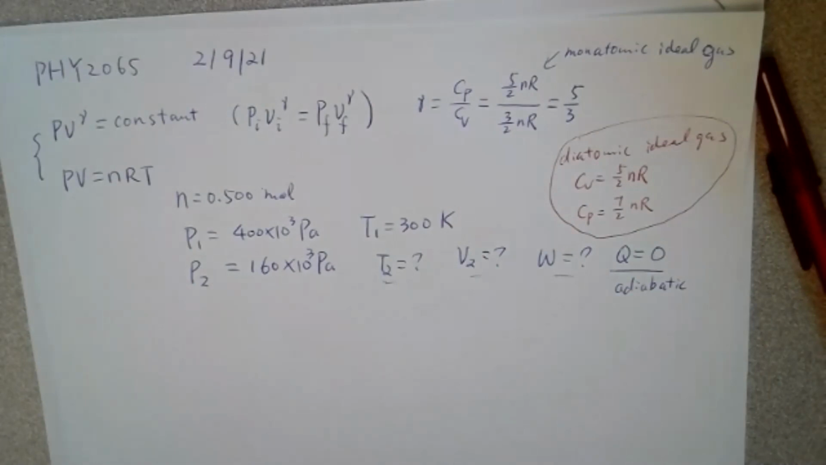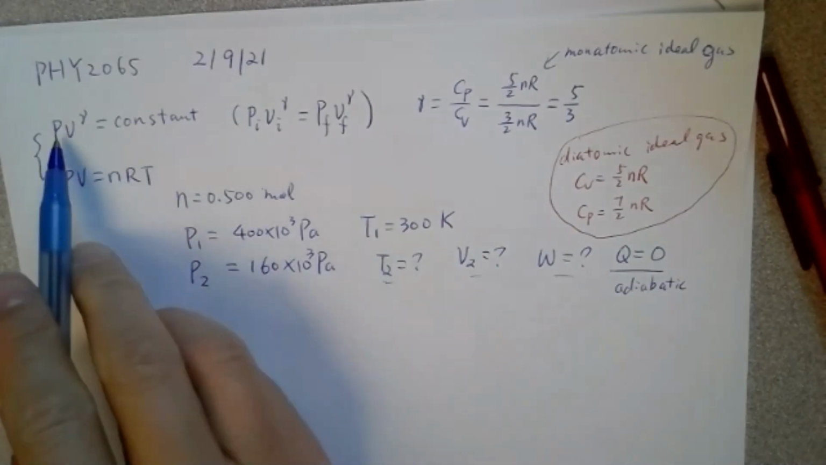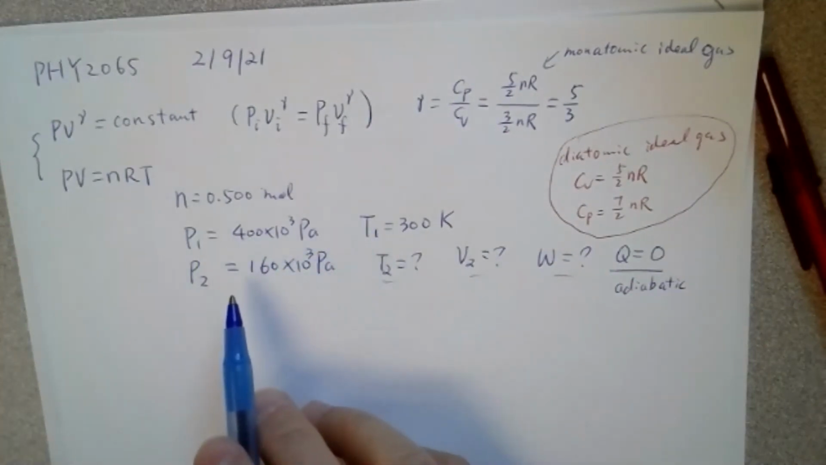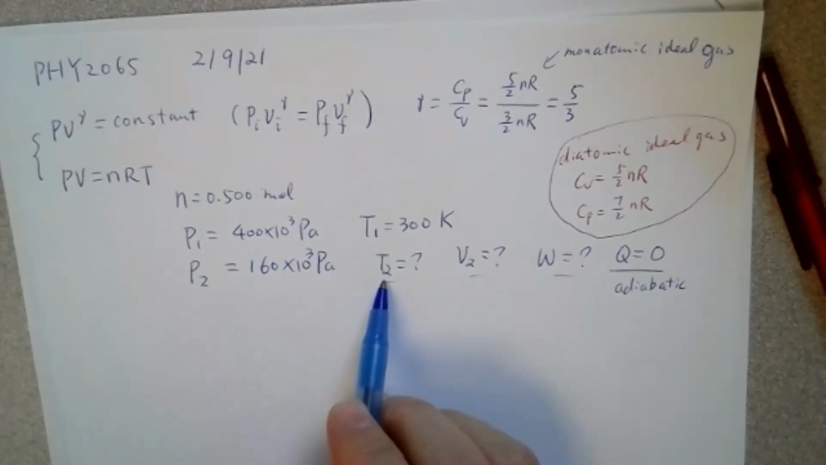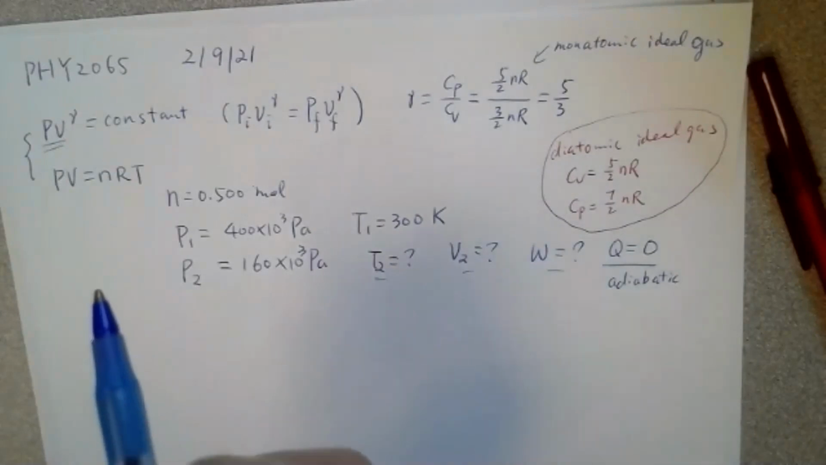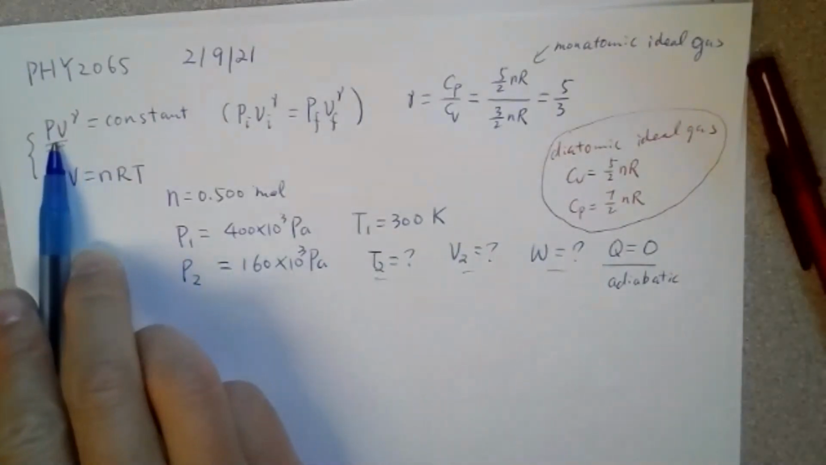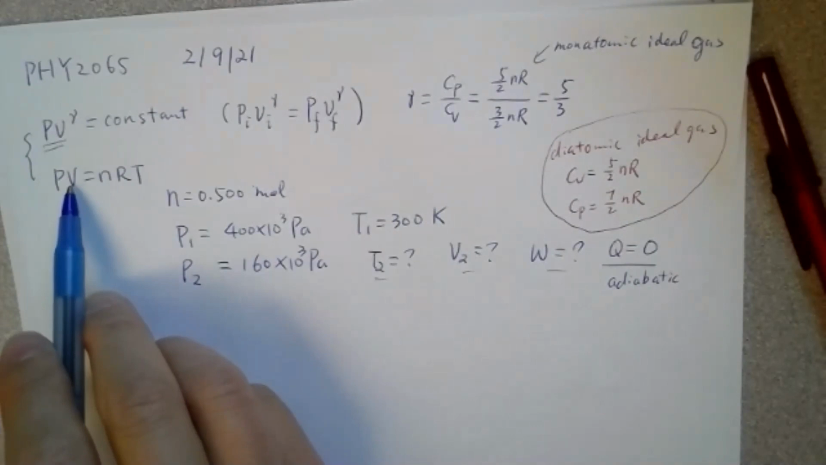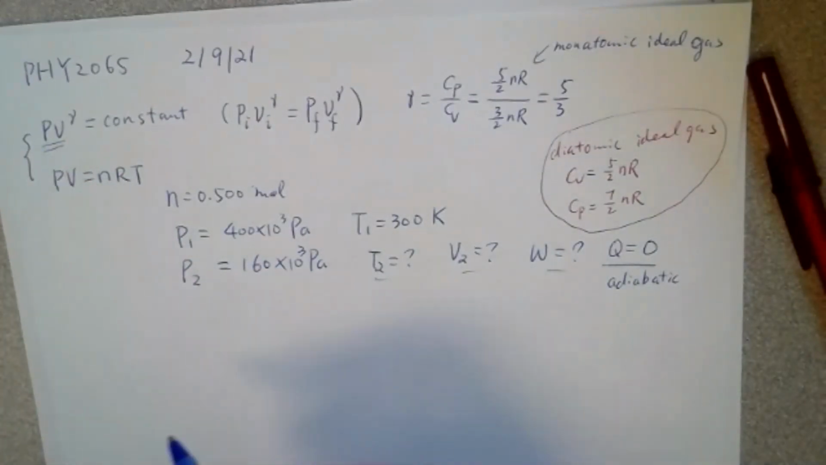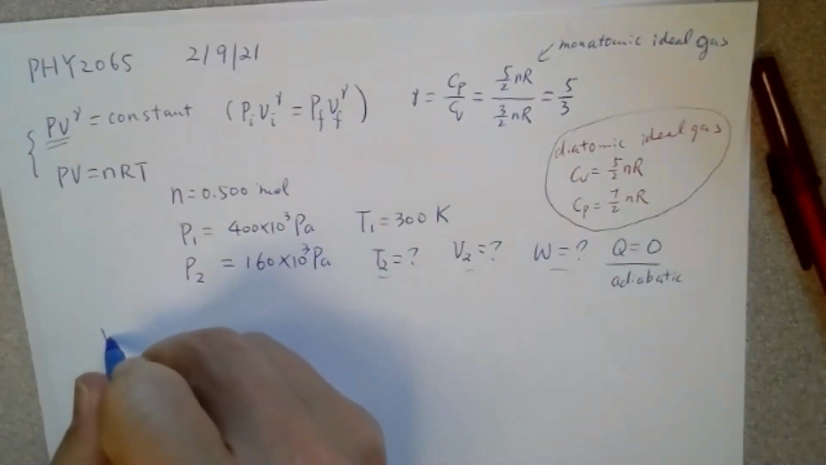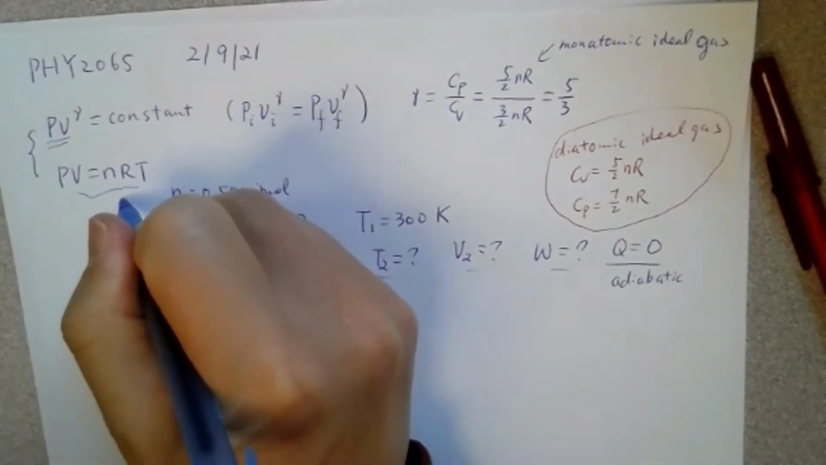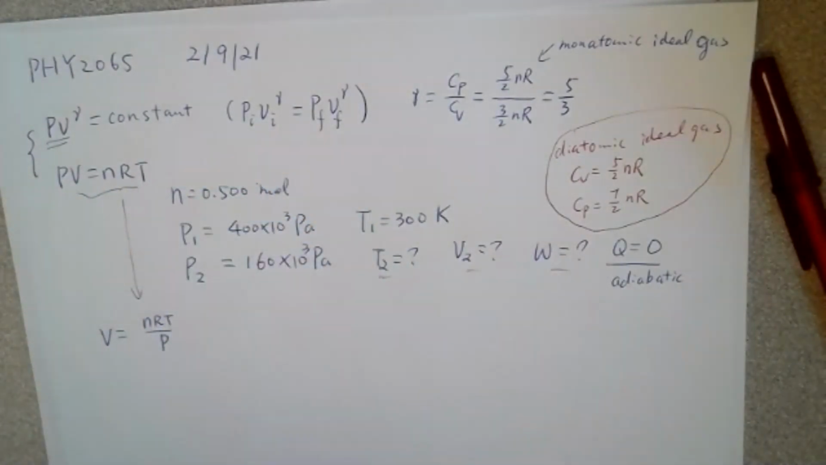As I mentioned, you can start from those two equations. Now you are given P1 and T1, you are given P2, and you are looking for T2. So you can rewrite this equation so that it will have just P and T in it. That means you write V in terms of other quantities. From the ideal gas law, V is equal to nRT over P.